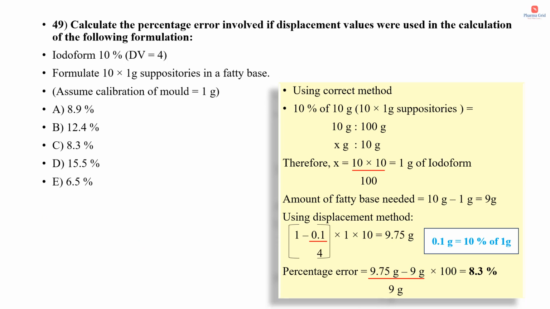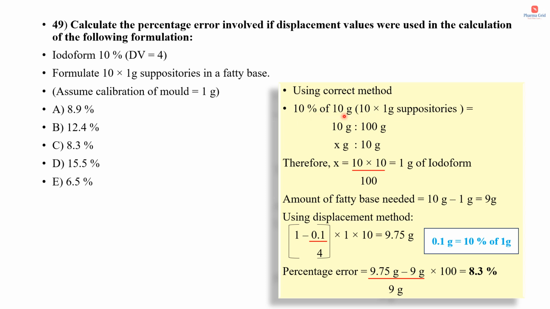Question number 49. Calculate the percentage error involved if displacement values were used in the calculation of the following formulation. Iodoform 10%, displacement value 4. Formulate 10 into 1 gram suppositories in a fatty base. Assume calibration of mold is equal to 1 gram. So here also we need to calculate the percentage error. So first we will calculate the amount of base required using the correct method. So 10% of 10 gram suppositories.